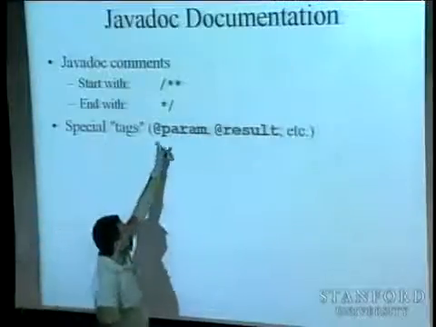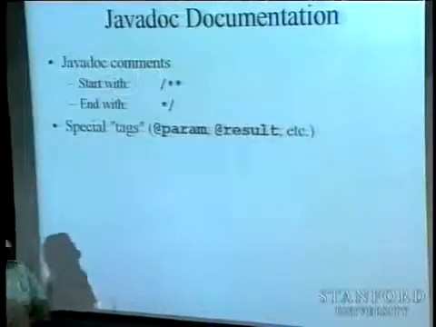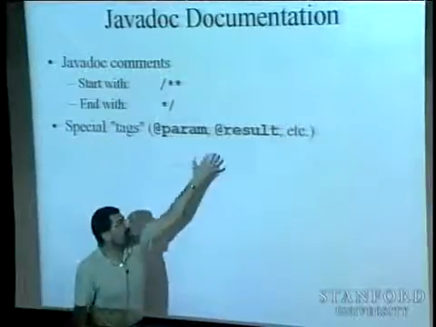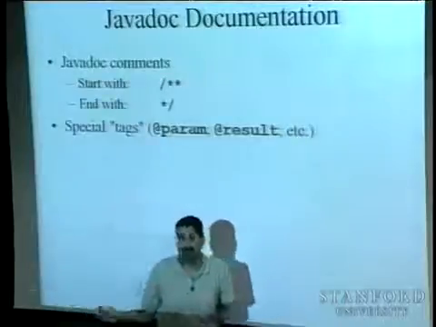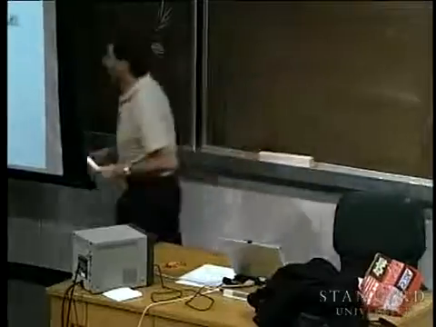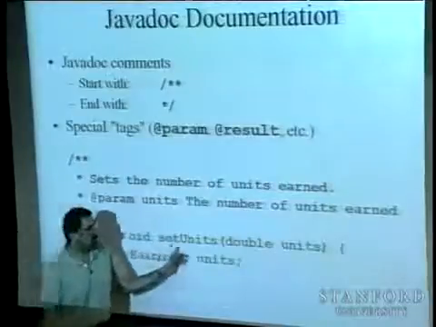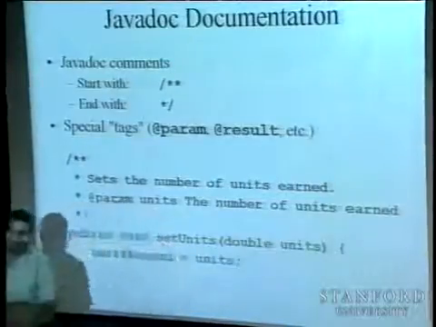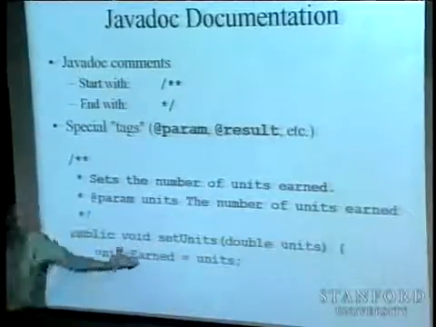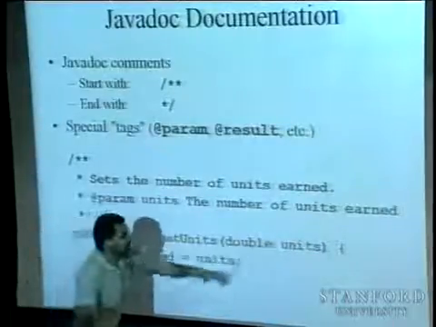There are some special tags like @param or @result that specify what is a parameter of the function you're writing, or the result if the function is returning something. And I'll show you examples of that right now. So here is a method, and this method might just set the number of units someone earned. It's called setUnits. It takes in some number of units as a double, and let's say we have some instance variable, unitsEarned, which is how many units you've earned at college so far, which just gets set to units.